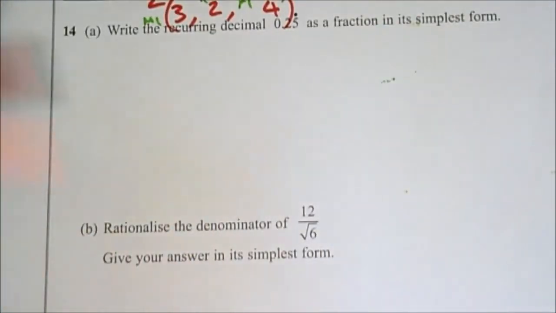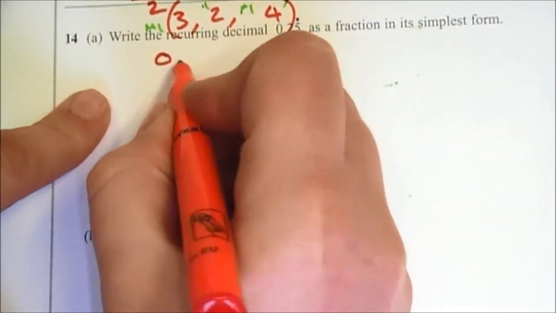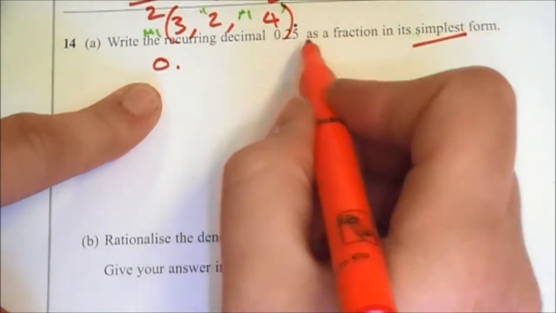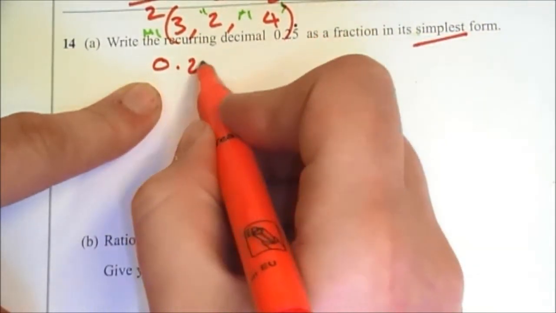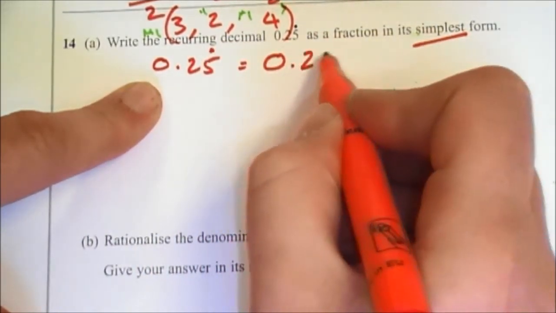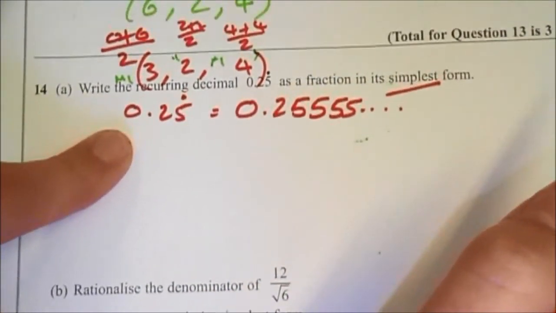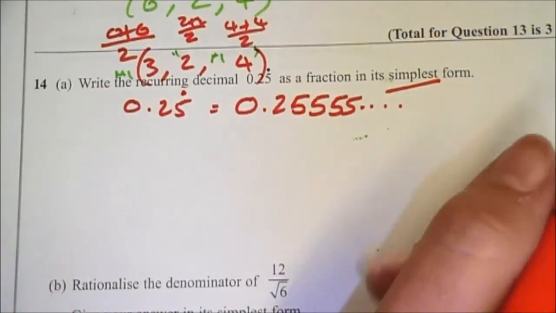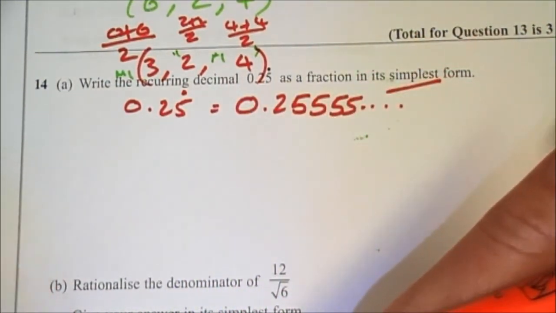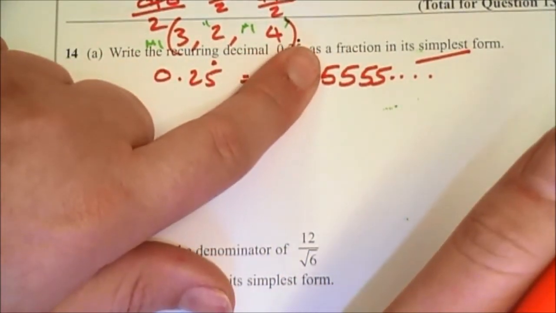Question 14 is converting a recurring decimal, and they want you to convert 0.25 recurring as a fraction in its simplest form. So first of all, what does 0.25 with a dot above the 5 actually mean? Well, it means 0.2 and then the 5s keep going on and on and on. And that's why this is difficult, because I can't do an awful lot with this as long as I've got those 5s lingering on all the time. So I need to find a way of eliminating the 5 recurring.